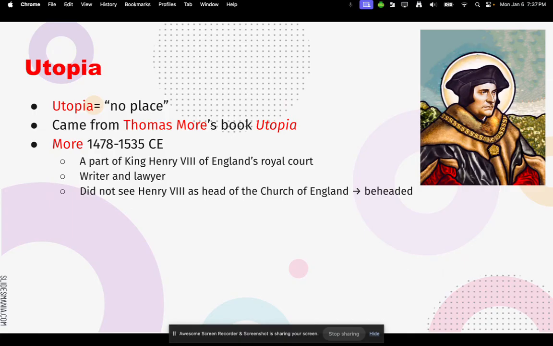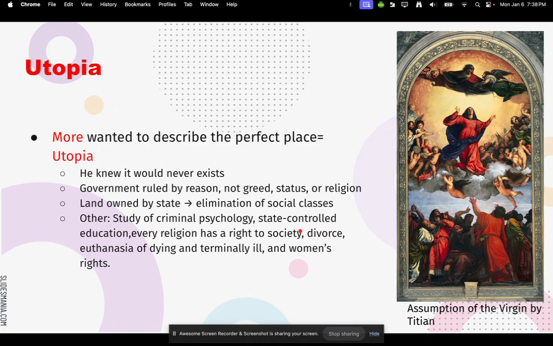He was also a writer and a lawyer, and he did not see Henry VIII as the head of the Church of England, which we'll talk about why in a few slides from now. So he was eventually beheaded. We will learn that King Henry VIII beheads quite a few people. So let's talk about utopia first before we talk about King Henry VIII.